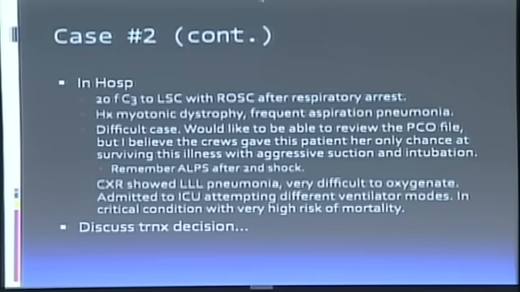Any questions about this case? No, she died. She died later that day. And there were potentially some other things we could have done. She was a potential candidate for ECMO, but the family ultimately made the decision to transition to comfort care because at that point it's very unlikely that she would even be able to maintain the quality of life that she'd had to that point.